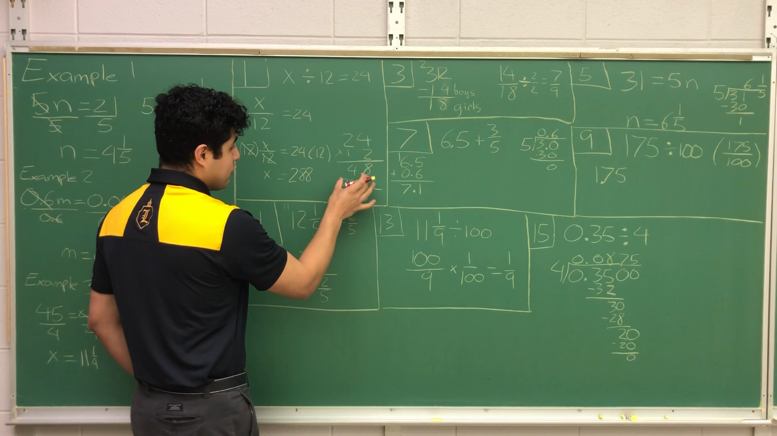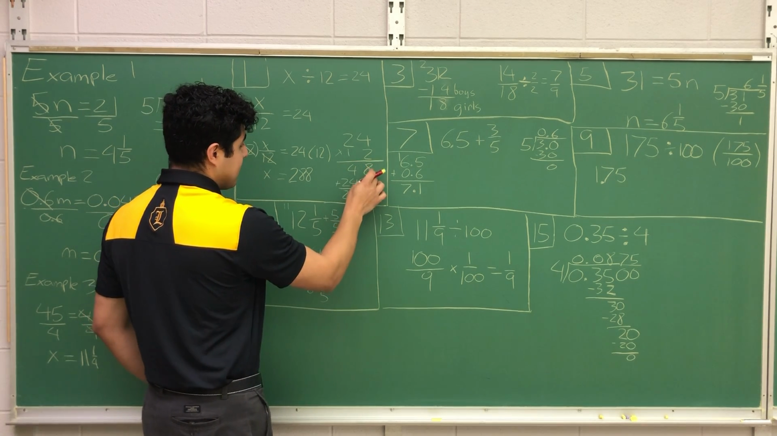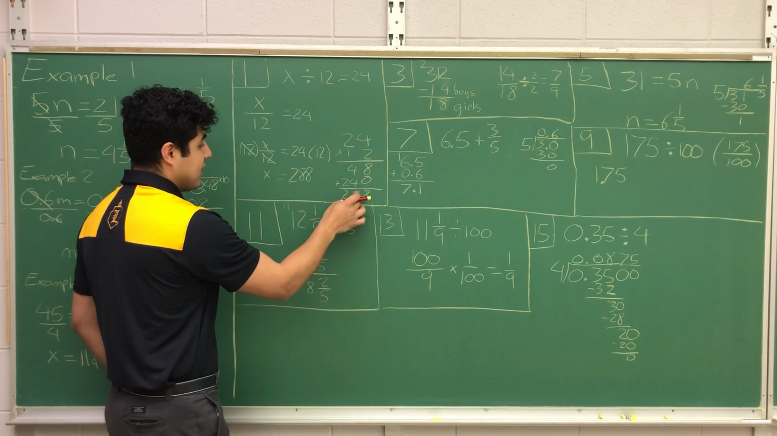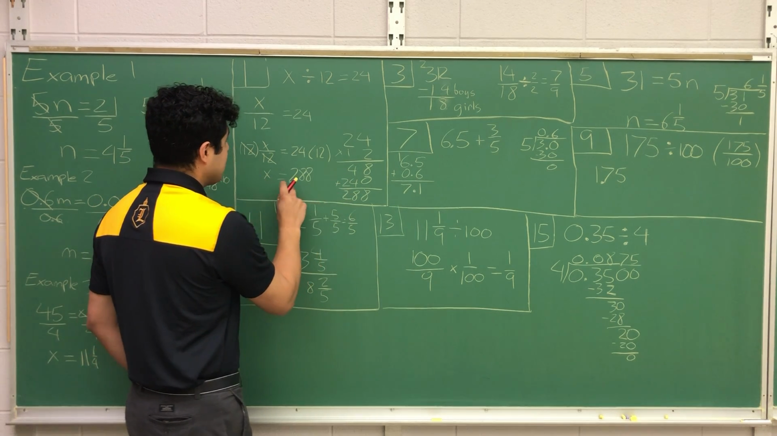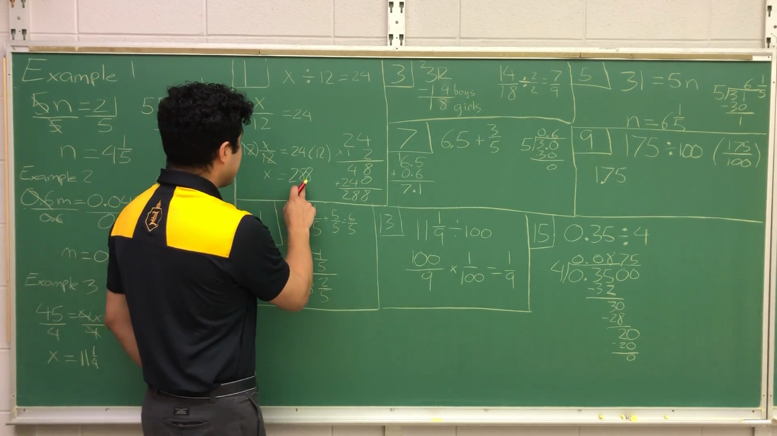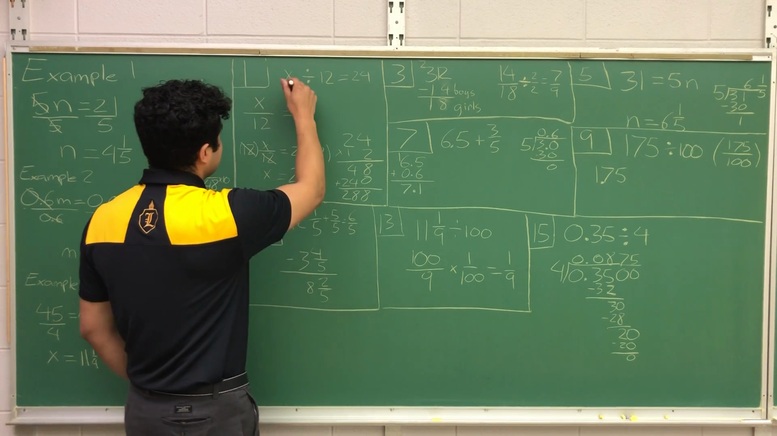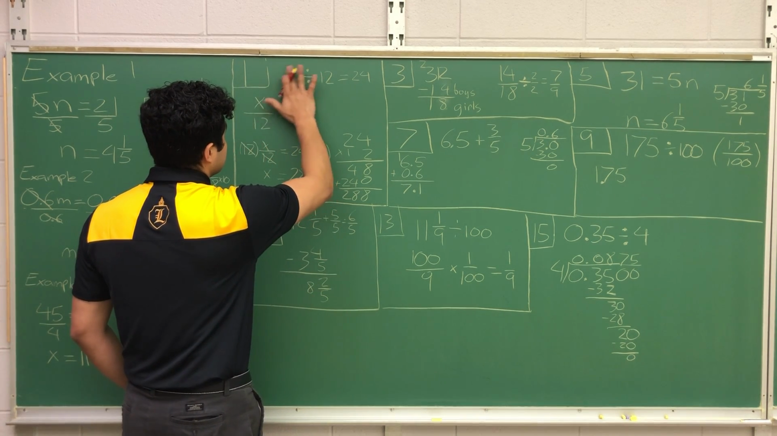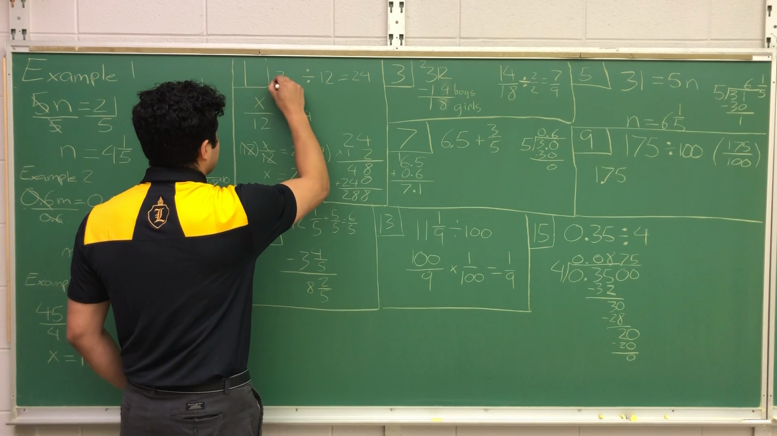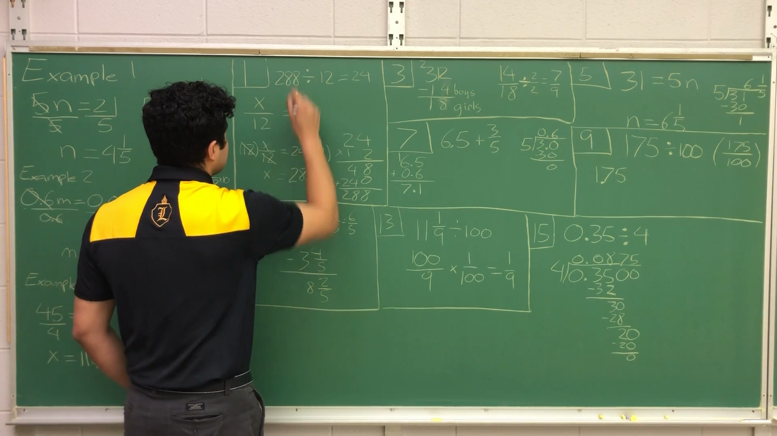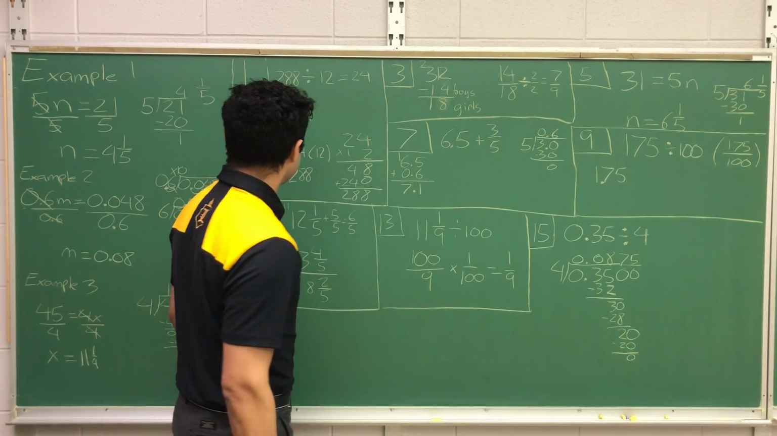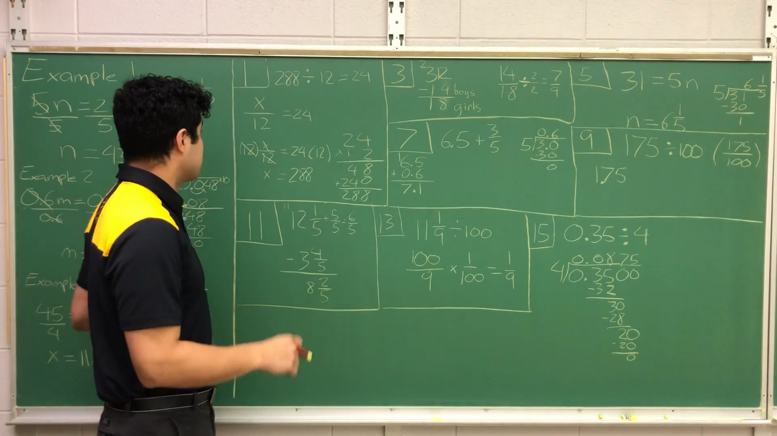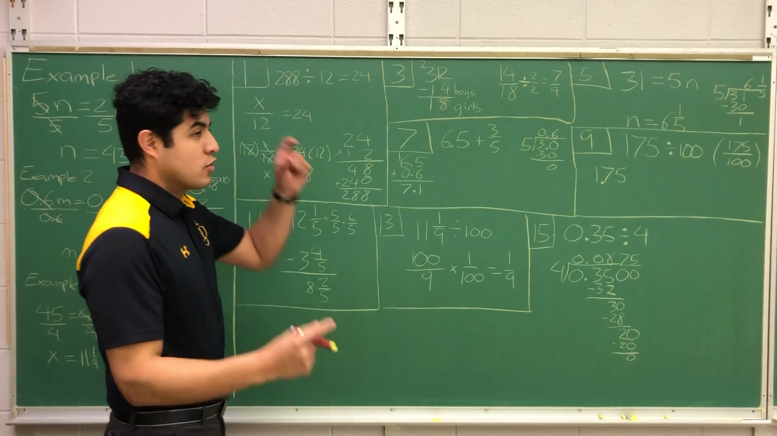Now I take these two partial products and I add them together. 8 plus 0 is 8. 8 plus 4 is 8, and then we have 2. So your final answer, x equals 288. So if you were to get rid of that and write the value of x, 288 divided by 12 equals 24. And we found that by multiplying by the known, okay?